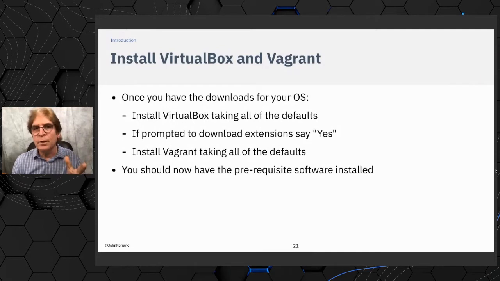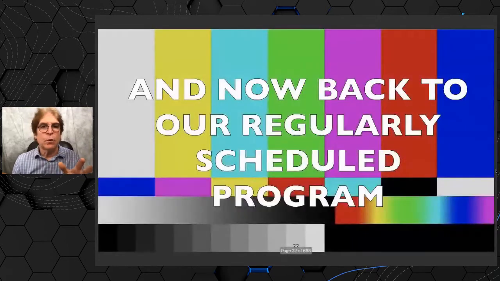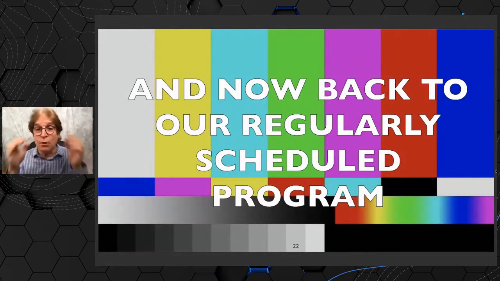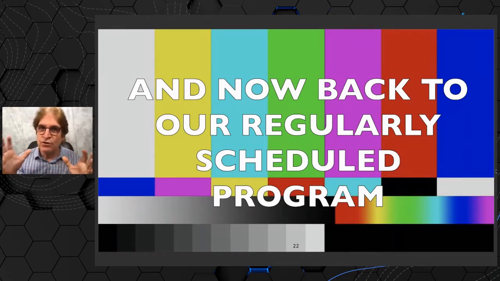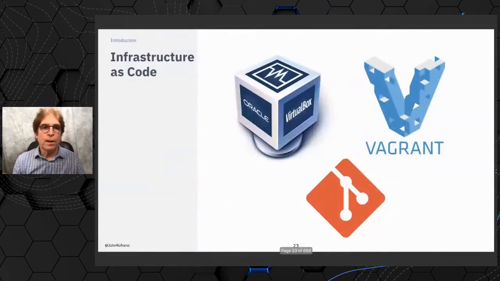So go install them. Once you have them all downloaded, install VirtualBox first, then Vagrant, and then any other prerequisite software that you want to install. Okay, so that's your homework. Let me tell you a little bit about what's happening as you install this software.